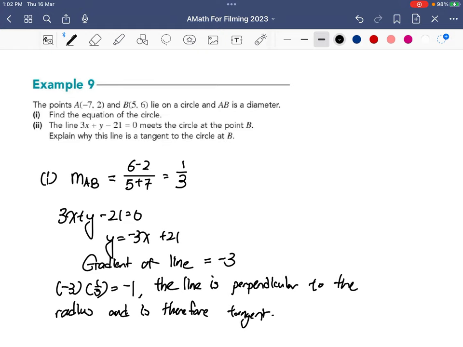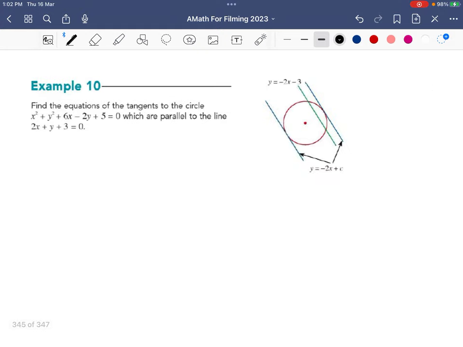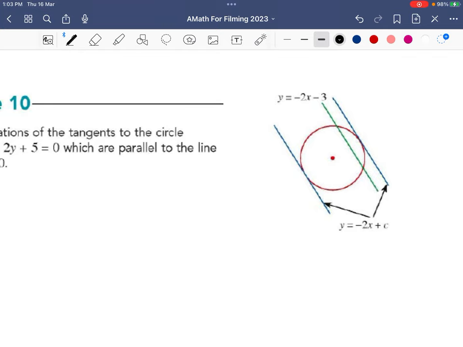And that is it for example 9. We move on to example 10. So example 10 states this. This one is a bit tricky. This question actually combines certain concepts you have learned in secondary 3 itself. So find the equations of the tangents to the circle which are parallel to the line 2x plus y plus 3. So there's a diagram here. So basically there's a circle, there's this line, y equals to negative 2x minus 3.